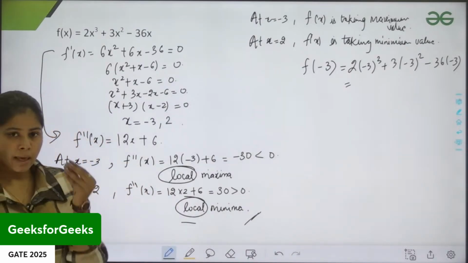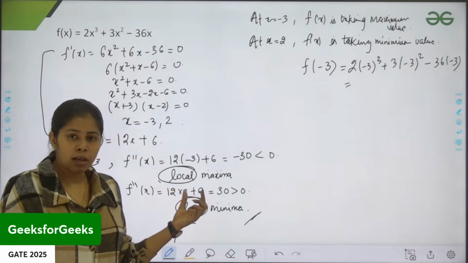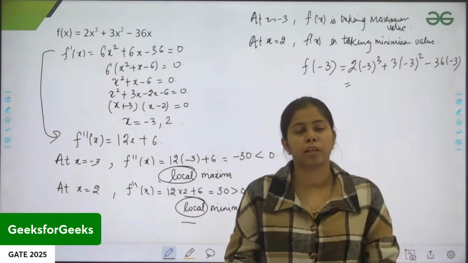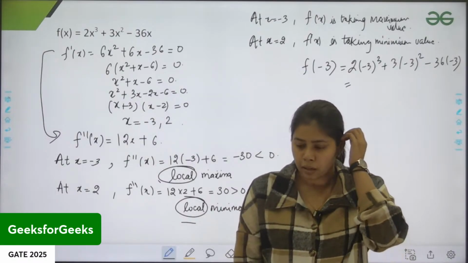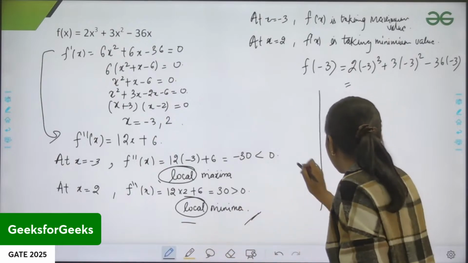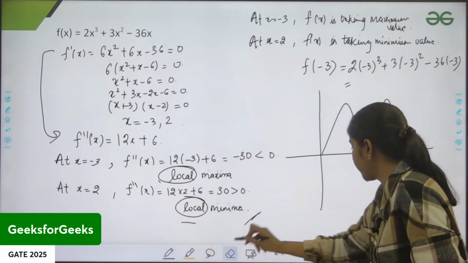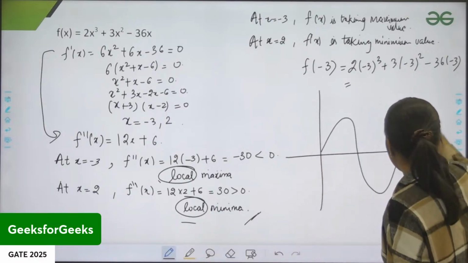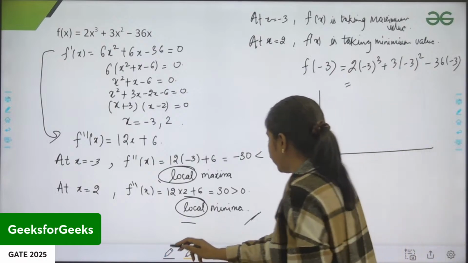So here you can see on the board that I have mentioned the word local. But you would ask: from the start I'm saying we'll find out maximum and minimum value, so why have you used the word local? Because you do not know what this local word means. So guys, you can see if this is a graph. Let me draw it again, guys.